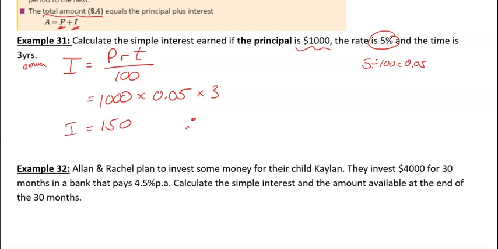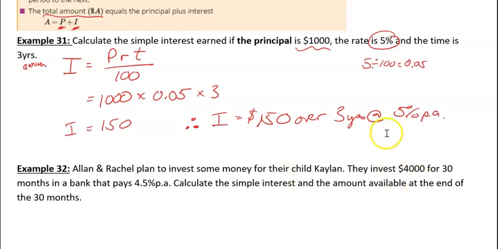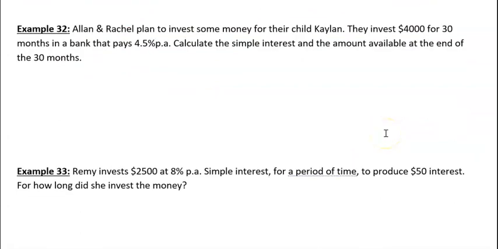So therefore, if we invested $1,000 at 5% interest over 3 years, that's not really the best rate, right? 5% per annum, we're going to get an extra $150. Yay, us. Now, Alan and Rachel, they're going to invest some money for their child, Jalen. They invest 4,000 smackaroos for 30 months in a bank that pays 4.5% per annum.